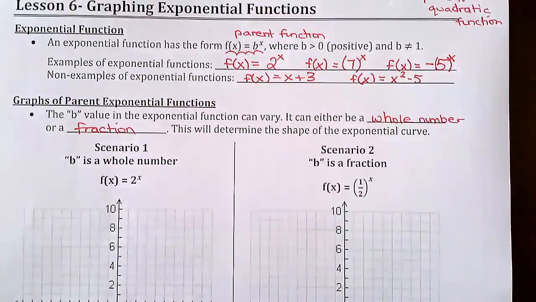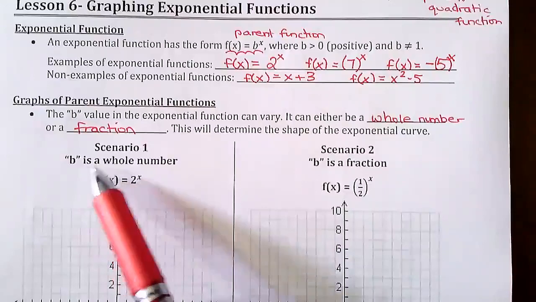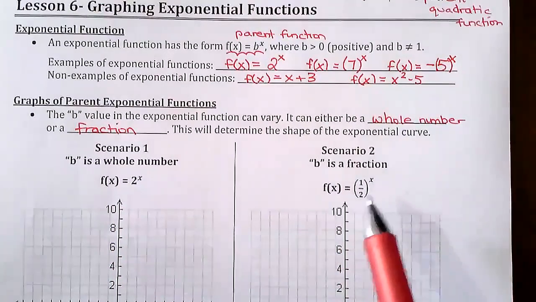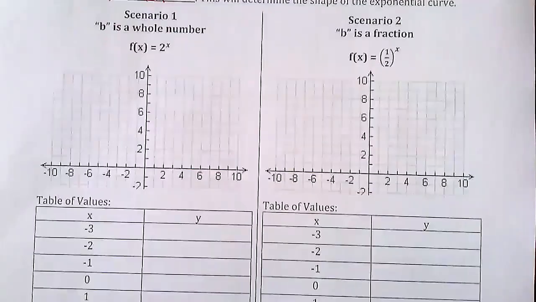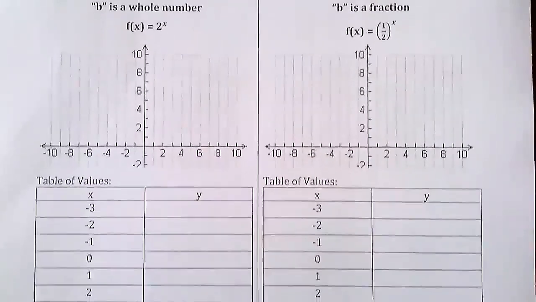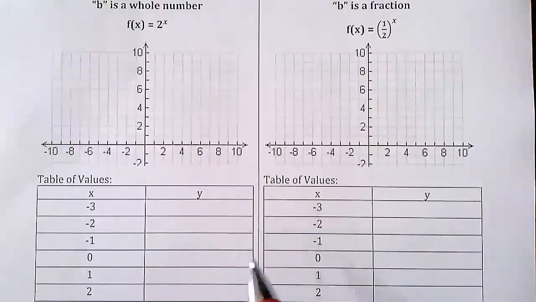So we're going to look at two scenarios here. One scenario where b is a whole number, and a second one where b is a fraction. So we're going to try to graph the exponential function. For our first few graphs, we're going to use a table of values so that we know the general shape, and then we'll learn tricks and tools we can use to estimate these graphs better.